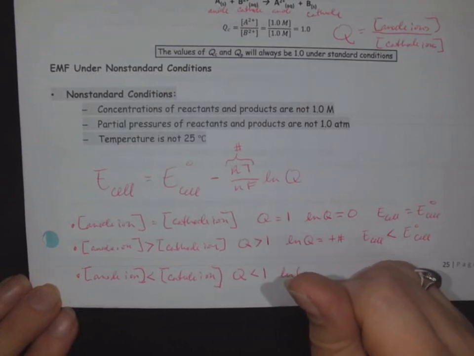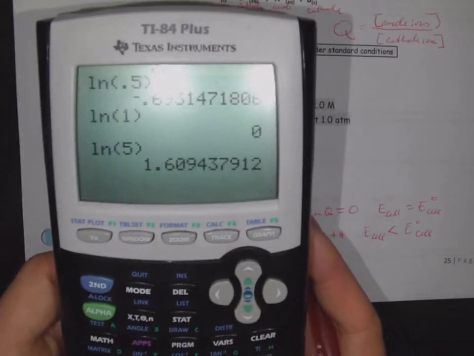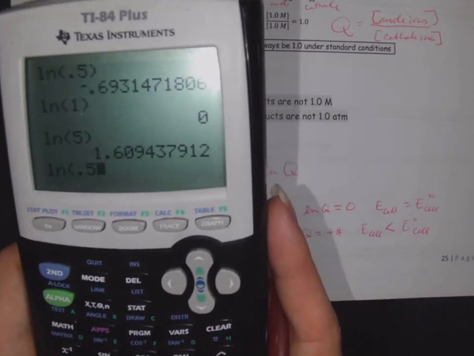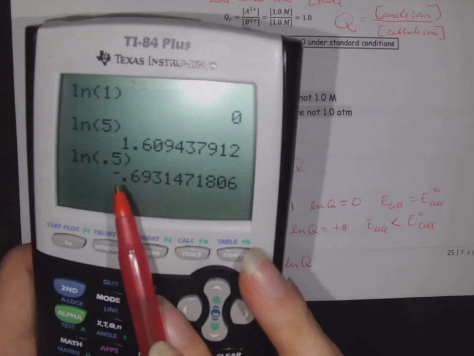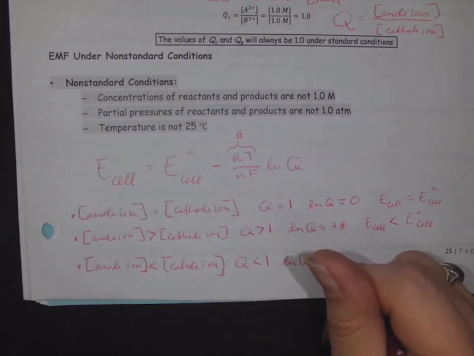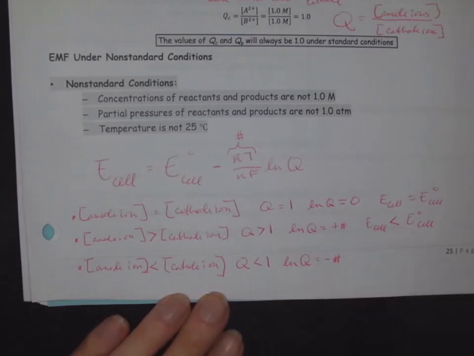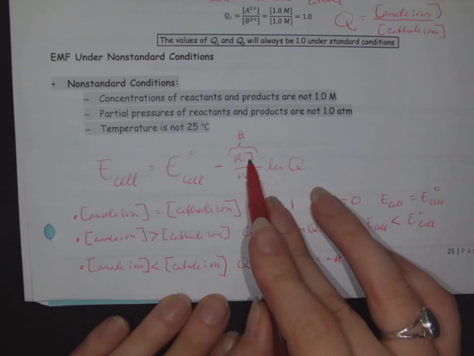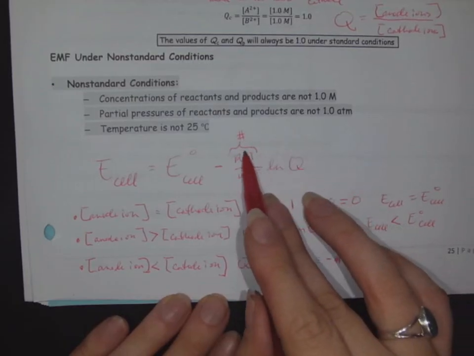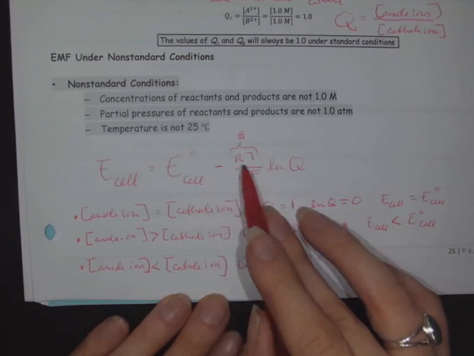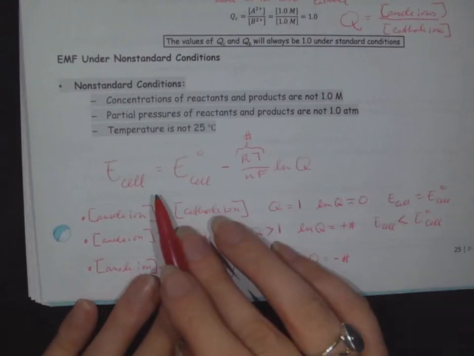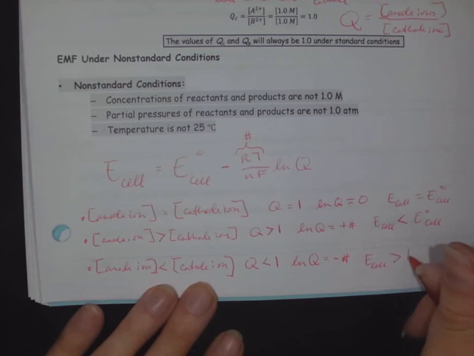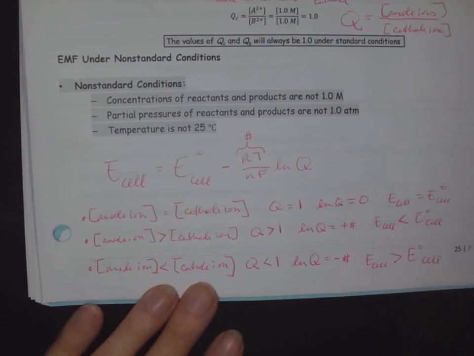And if I plug in the natural log of some number less than 1, like 0.5, I will get a negative value. So this will result in a negative number. If this number is negative and I multiply it by a positive number, this whole thing will become negative. And then if I minus a negative, that makes this positive. So this new battery would have a voltage that's higher than the old battery.